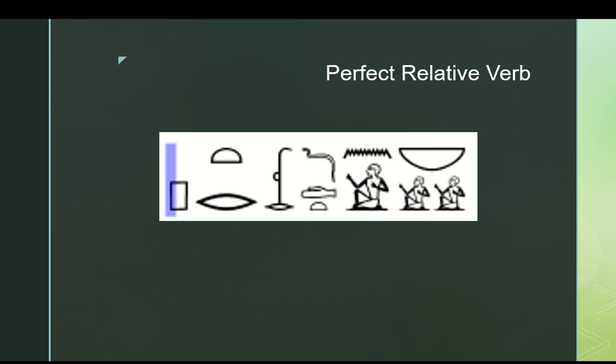So now we can jump into our examples because there isn't a ton more to go on about, but I think we need to see how the relative works. So this is our example of a perfect. Now the perfect relative doesn't get used a ton in Middle Egyptian because it gets replaced by the sejmu NF relative, but it does show up, and it's important to keep in mind as an option when you are thinking about how to translate something.